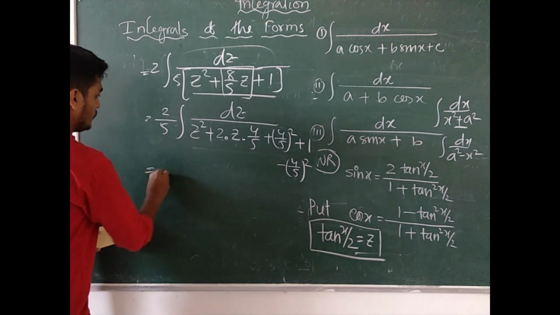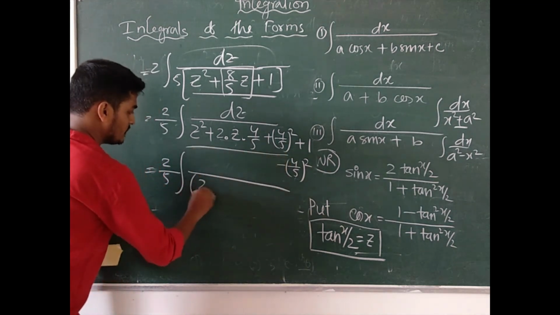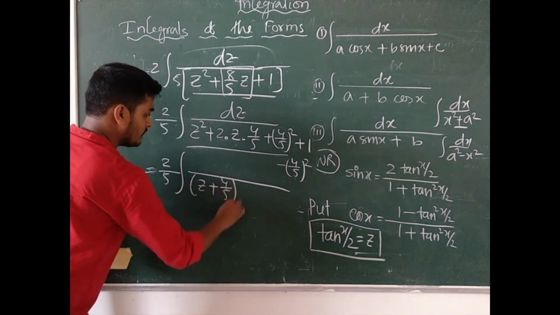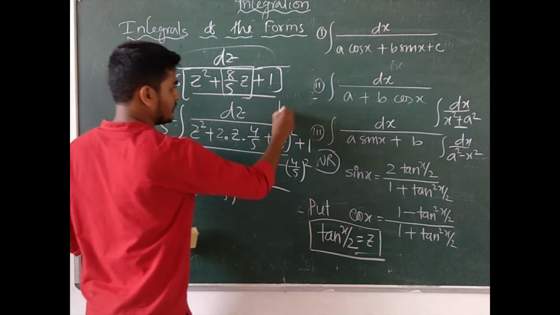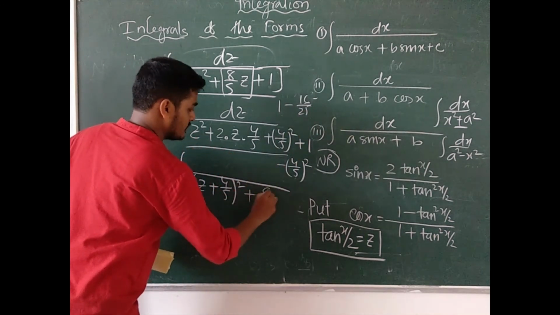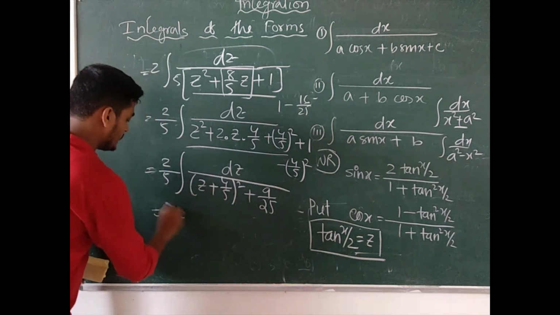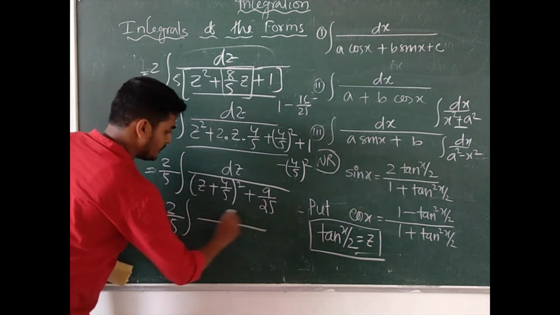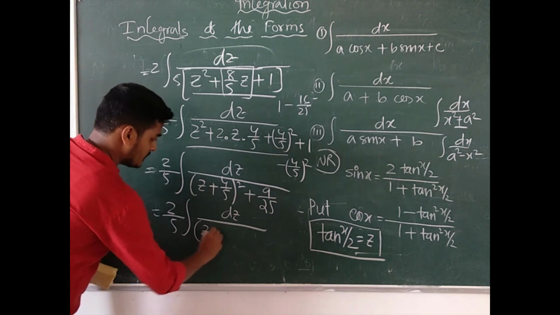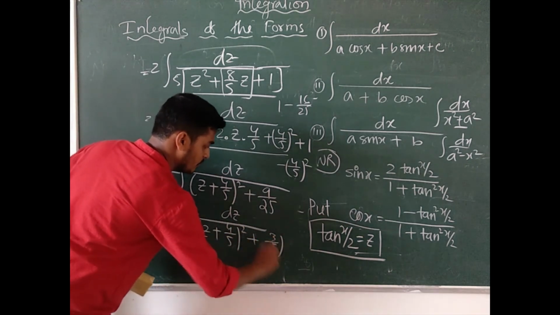Then we will have 2 by 5 integration of z plus 4 by 5 whole square. Now we will simplify 1 minus 16 by 25, so plus 9 by 25, dz. That means this expression can be written as 2 by 5 dz over z plus 4 by 5 whole square plus 3 by 5 whole square.